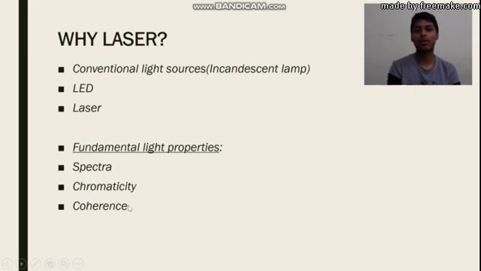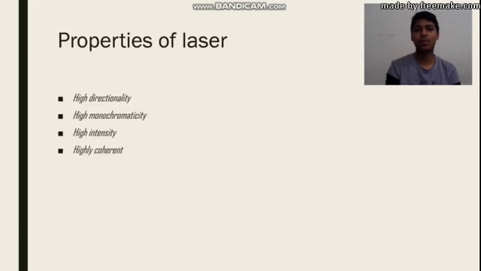For nice quality of light production, we need discrete spectra, monochromatic light, and coherence. All these conditions are fulfilled by laser light. So laser light is far superior to conventional light sources and LED light. Hence, laser production is essential in our daily life and in the field of science, everything. So let us now know the properties of laser.